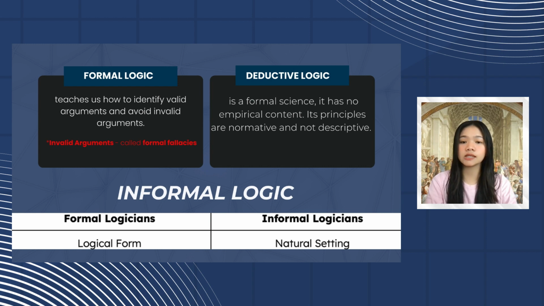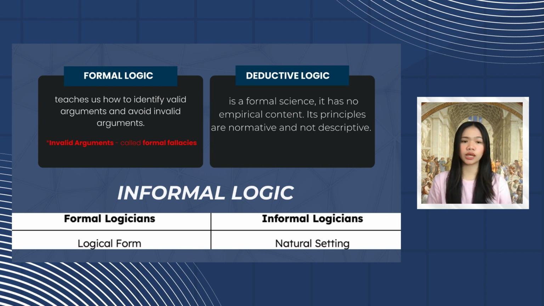while deductive logic is a formal science, like mathematics. And just like any other formal science, deductive logic does not have any empirical content. Its principles are normative, which means that it does not actually explain how people compose arguments, as descriptive sciences do.